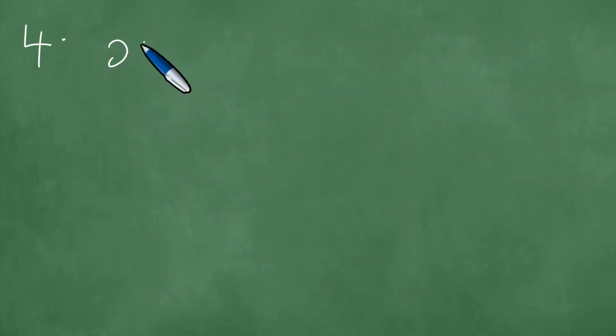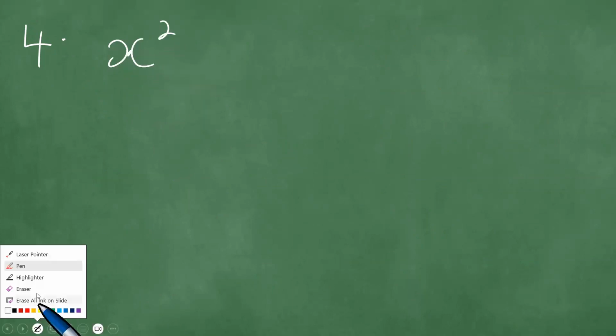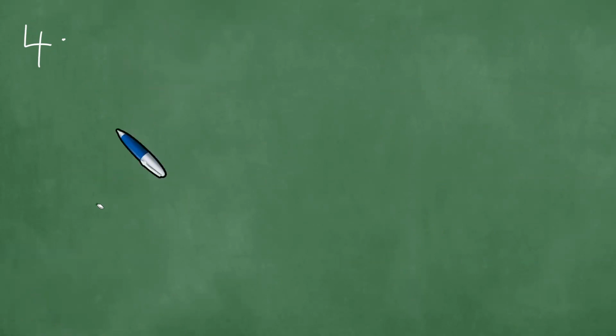Let's look at this one. What about if we have x squared? Let's look at x squared equals, now if we give you x squared equals x. What do we do here?